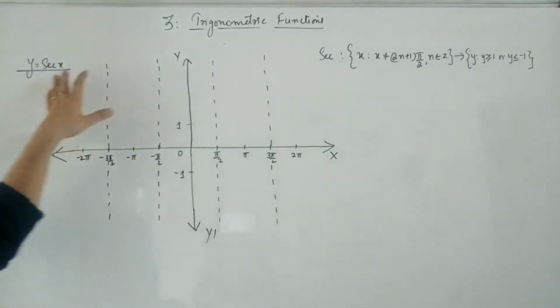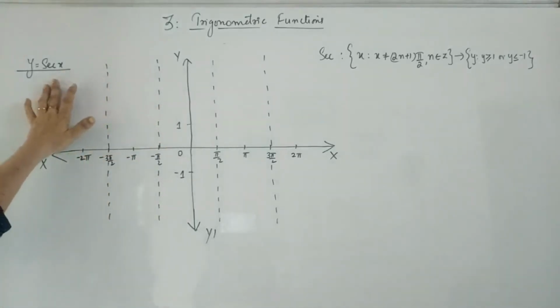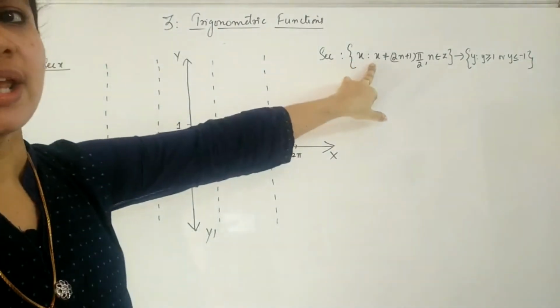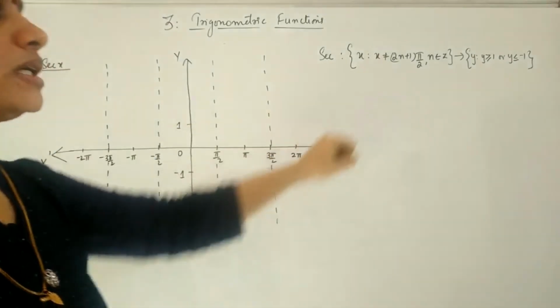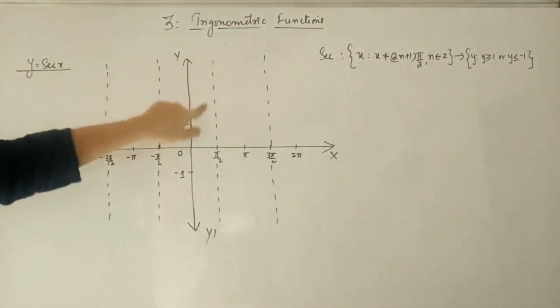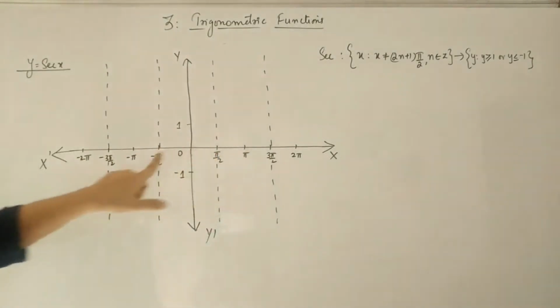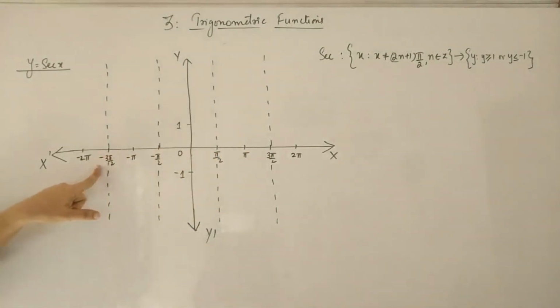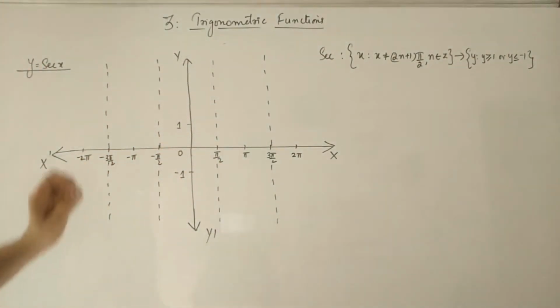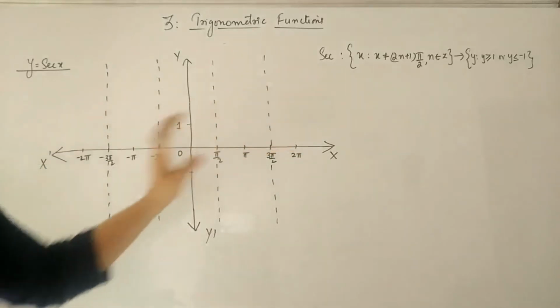Now for the function y equal to sec x, since the domain of sec x is the set of all x such that x is not equal to (2n plus 1) times pi by 2 for n belongs to Z, you have dotted lines over pi by 2, 3 pi by 2, minus pi by 2, minus 3 pi by 2. That means the odd multiples of pi by 2 will be restricted, or you will have dotted lines there. That means the graph is not touching or not accepting those x values.